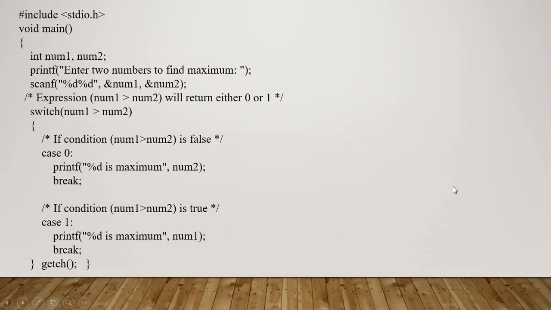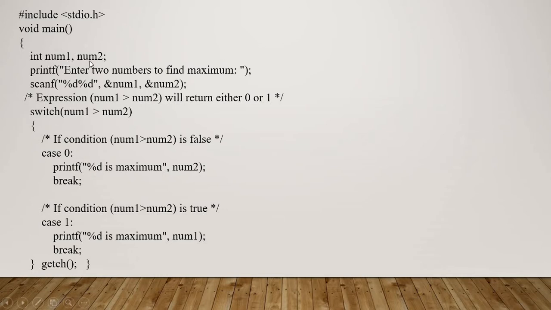This is one more program with the help of switch case, that is allowing the user to enter two different numbers, and we are finding which number is the maximum, that is the greatest number among two. This program we already did with the help of a simple if condition, but now the same program we are doing with the help of switch case.